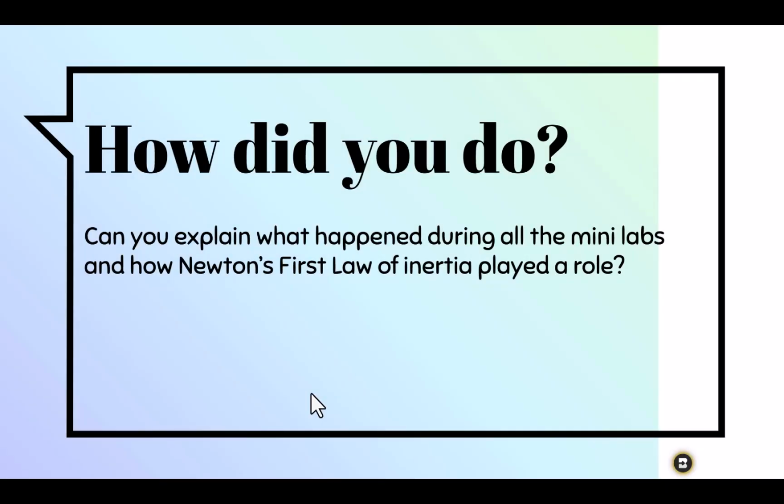Well, how did you do? Can you explain what happened during all the mini labs? Do you understand how Newton's first law played a role in what happened during the mini labs? You may want to consider one of these mini labs as your example that you include in your physics book when you record Newton's first law of motion.